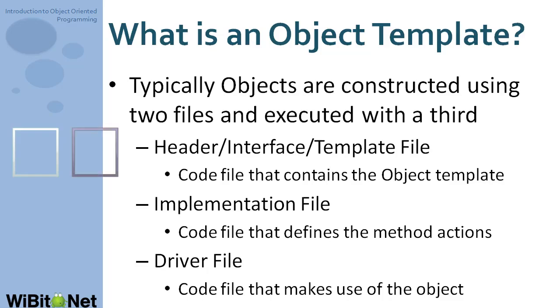Then the implementation file is the code that defines the stuff that was declared in the header file, or the interface file. Cool. The driver file is the code file that brings in the implementation file, which in turn brings in the header file, which then creates the object. So now we can actually use the object and create instances of that object. Easy, it's awesome.